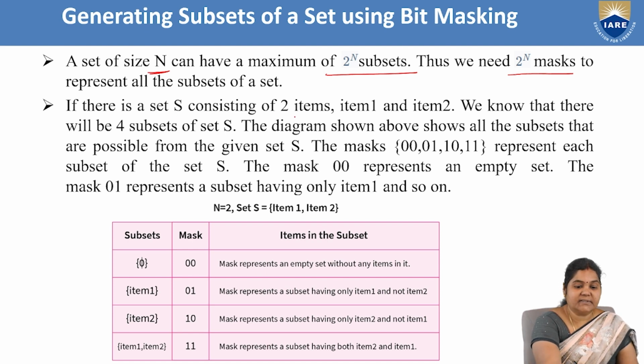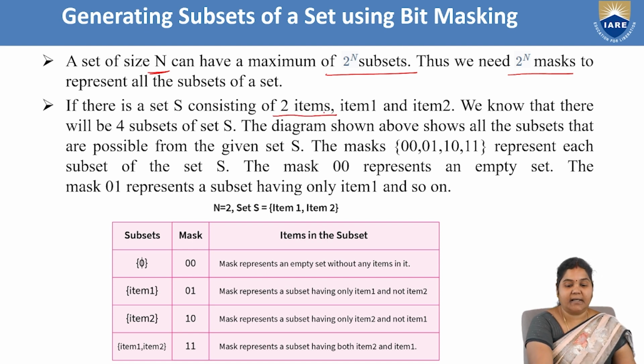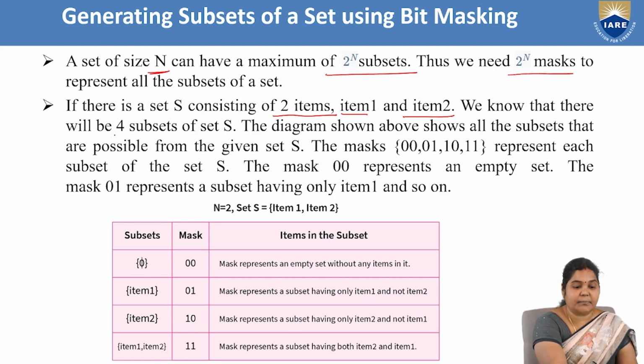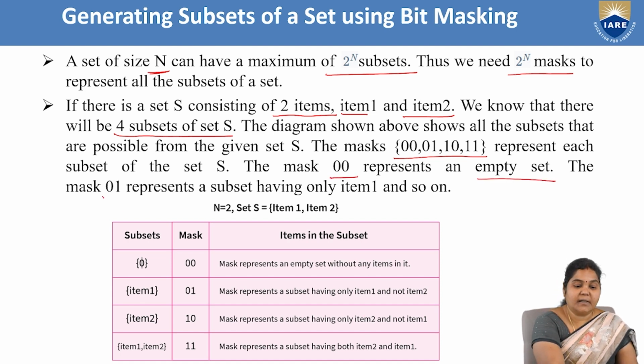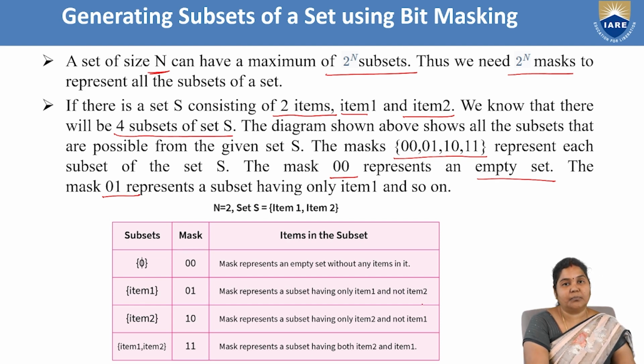So here if a set contains only 2 items, like item 1 and 2, then there will be 4 subsets, 2 to the power of 2, which is nothing but 4 subsets in the set. So what will be the mask? The mask will be either 0 0, 0 1, 1 0 or 1 1. So each represents a mask. So here the mask 0 0 represents an empty set, and 0 1 represents a subset having only one item, and so on.